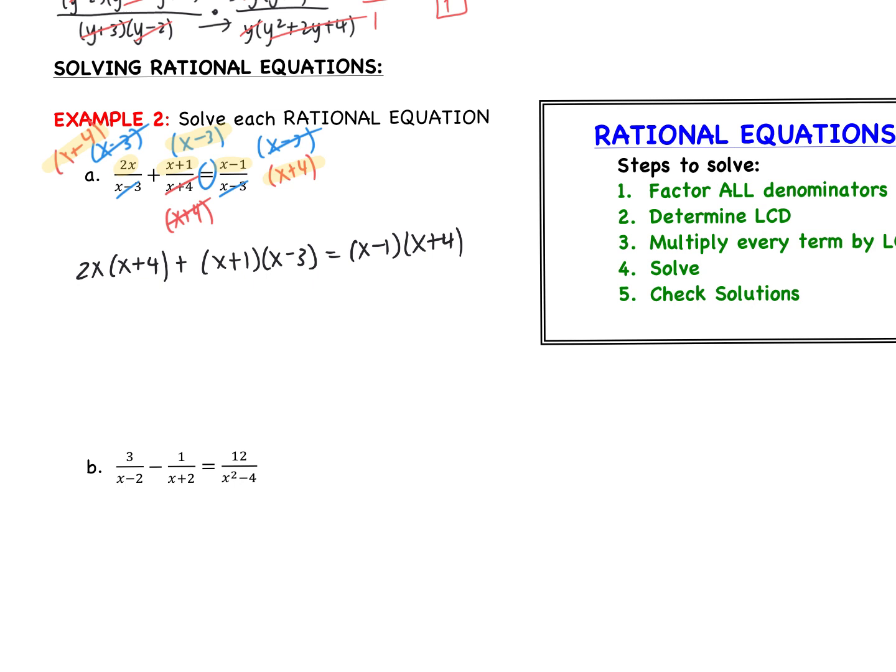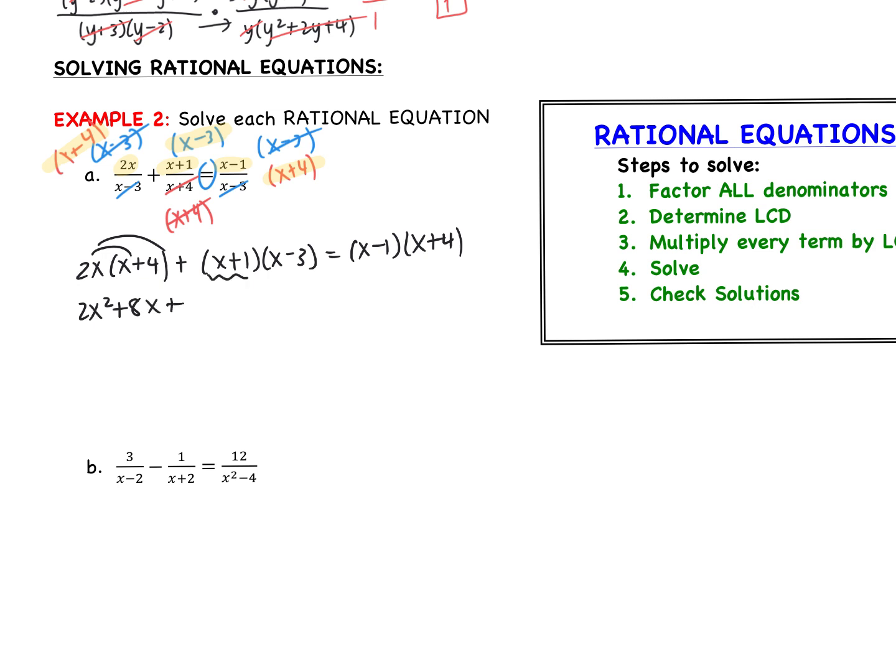I would love to tell you that there's a nice, neat way that this works out and something that's going to make our lives easier. And unfortunately, that's not the case. To solve this equation, we're going to have to multiply everything out. So I'm going to distribute my 2x and I get a 2x squared plus 8x.